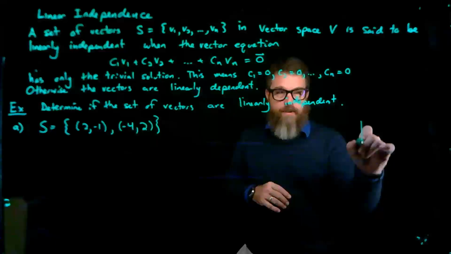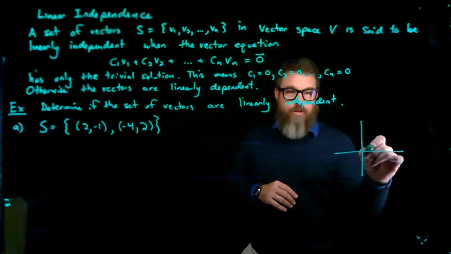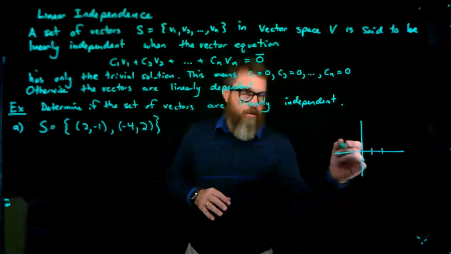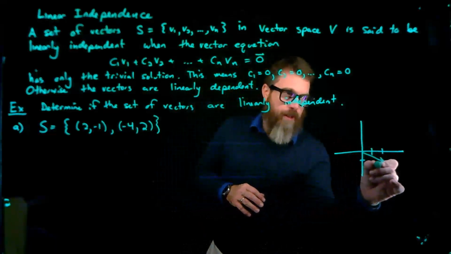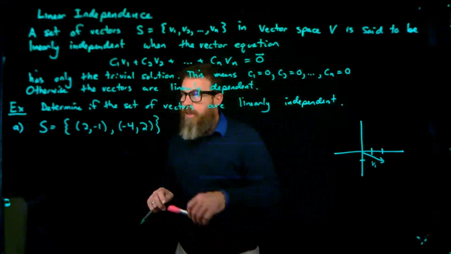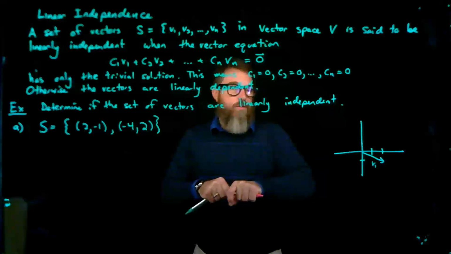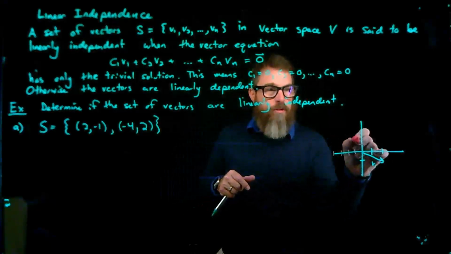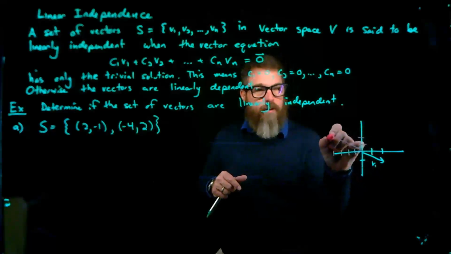So what I have is vector 2, -1. So over 2, down 1, I think I'll do it in green. This is our first vector, our v1. And then the next vector is going to be -4, 2. So I'm going to have to go over 4 and then up 2, and what we're going to get is this vector.